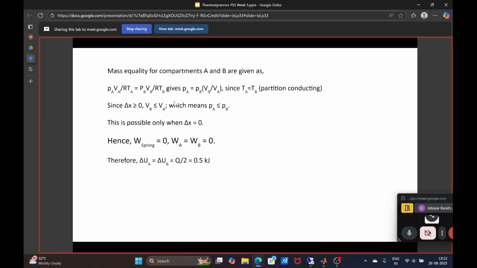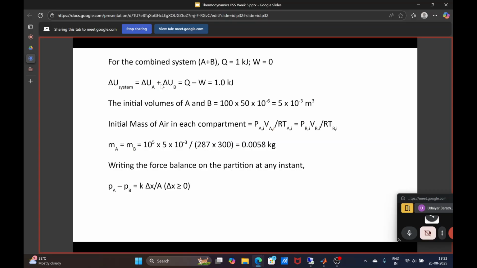So the only way it can happen is when delta x is 0, so the spring remains undeformed, and whatever energy is there is shared by both of the compartments. Essentially W spring becomes 0, the net work done by each of the air also remains 0, and whatever heat is supplied to the air is conducted to the other compartment, and both will be at the same temperature T2. So your change in internal energy will be half of the Q which is supplied. Delta UA and delta UB will be the same.